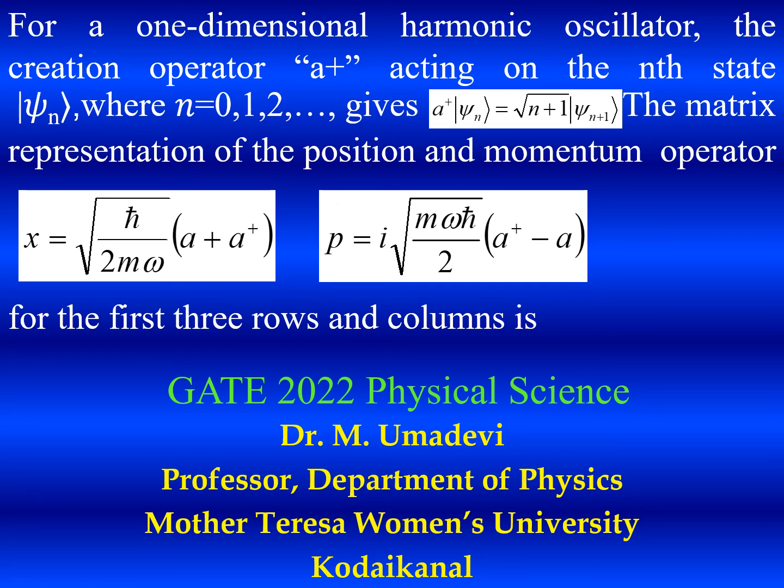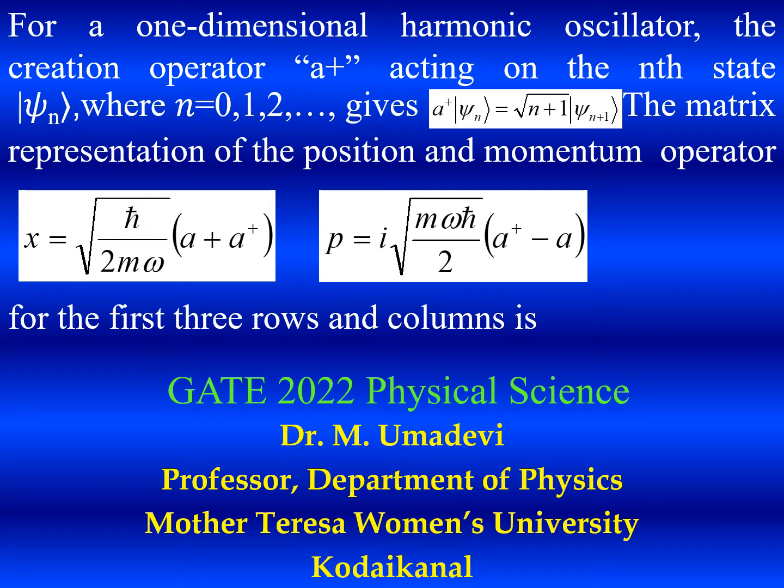Now we see a problem in harmonic oscillator which is related to representing a position and momentum operator in terms of matrix. The problem is for a one-dimensional harmonic oscillator, the creation operator a† acting on the nth state of wave function, that is ket ψn, where n is equal to 0, 1, 2, gives a†|ψn⟩ = √(n+1)|ψn+1⟩.